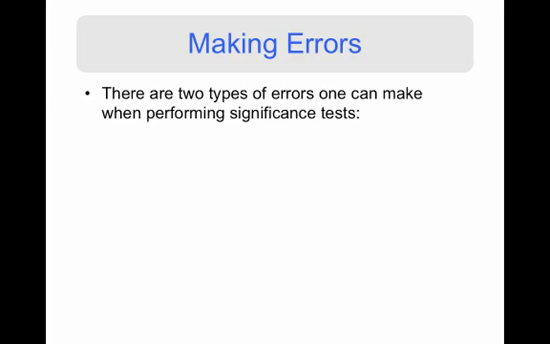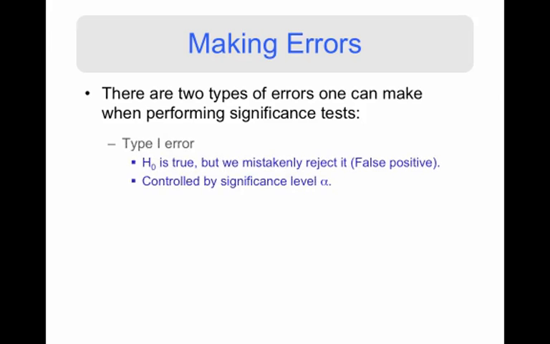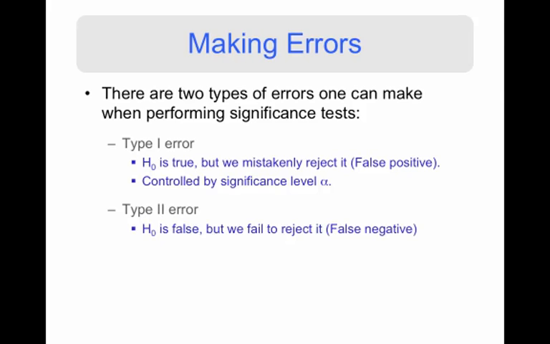So in general, when we make binary decisions like this, that a voxel is active or not active, there are two possible errors that we can make. One is called the type 1 error. That's when the null hypothesis is true, but we mistakenly reject it. This is also called a false positive. And this is controlled by the significance level alpha, because alpha tells us what proportion of the times, if the null hypothesis is true, we would reject it mistakenly. The other type of error that can occur is what's called a type 2 error. Here, the null hypothesis is false, but we fail to reject it. That's also called a false negative.